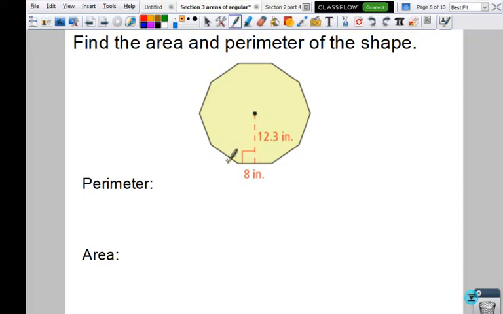So we're going to find the area of this shape, and we're going to find the perimeter because we need it for the area. So this is a, let's see, 1, 2, 3, 4, 5, 6, 7, 8, 9, 10. A decagon, I believe.